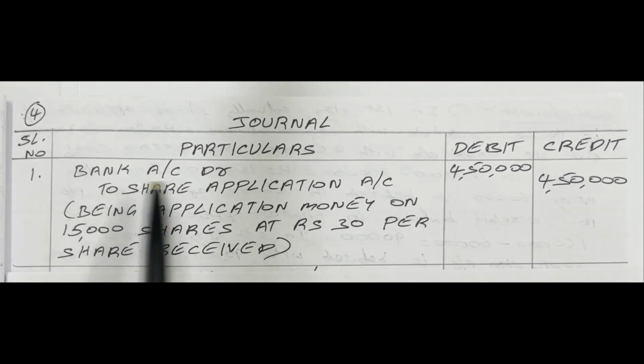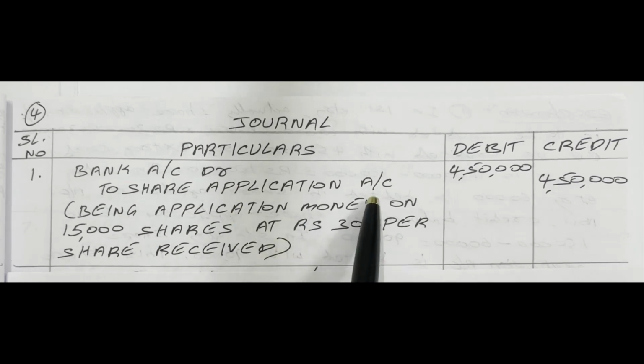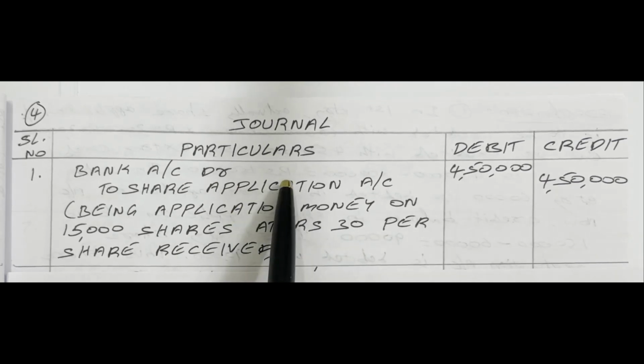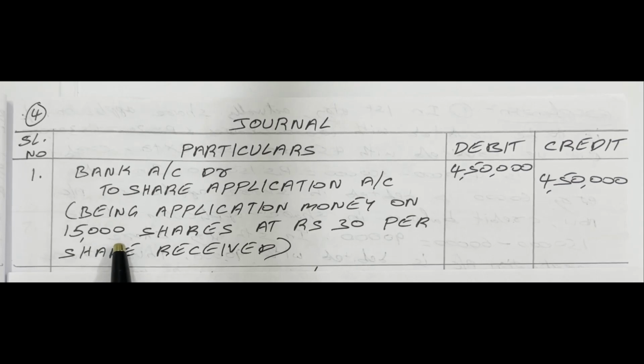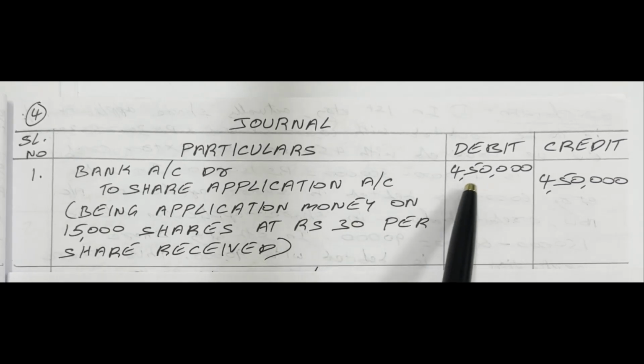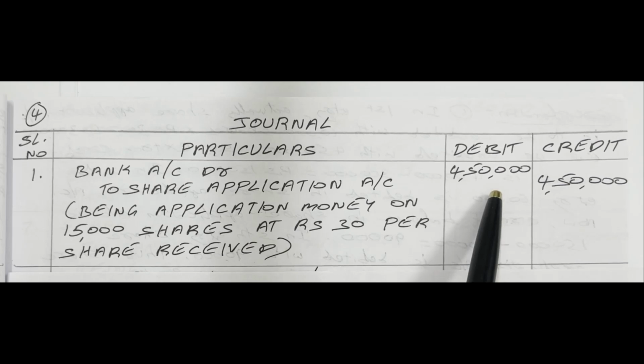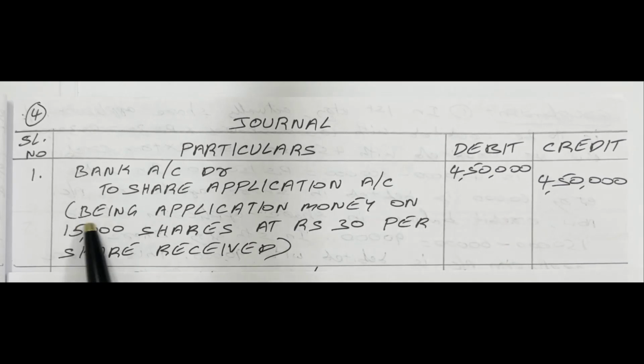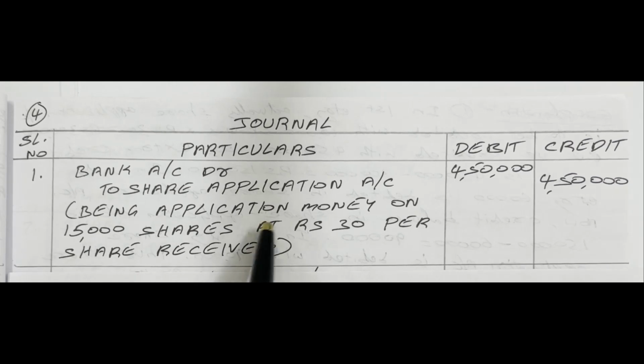First entry is bank account debit to share application account. So what happened here? Public applied for 15,000 shares. On one share, at the rate of 30 rupees they paid. So 15,000 into 30 rupees per share, 4,50,000 rupees came towards application. Mention that in the narration: being application money on 15,000 shares at 30 rupees per share received.